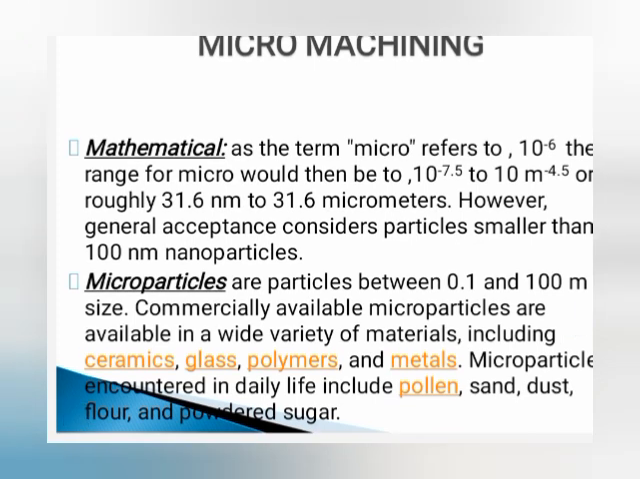And microparticles are particles between 0.1 and 100 micrometers in size. Commercially available microparticles come in a wide variety of materials including ceramics, glass, polymers, and metals. Microparticles encountered in daily life include pollen, sand, dust, flour, and powdered sugar. So these are all the microparticles we use, and the range of 31.6 nanometers to 31.6 micrometers is the basic idea behind this.